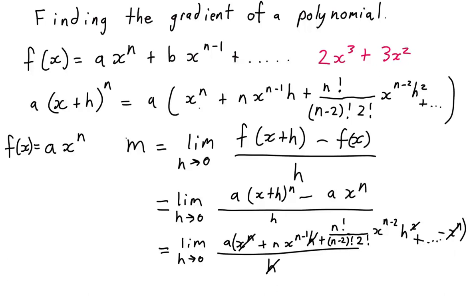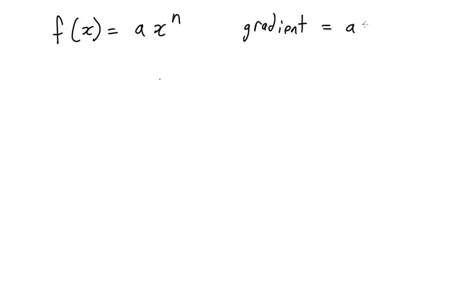So when I set the limit of h equal to 0, this term will go away, this term will go away, it will be 0, and so will all the other terms that I've represented with dot dot dot. So we're actually just going to be left with this little bit here. And that's going to be equal to a n x^(n-1). So what we have done is we've found a way of calculating that gradient at any location. So let's just summarize. If I had the function ax^n, the gradient is equal to a n x^(n-1).